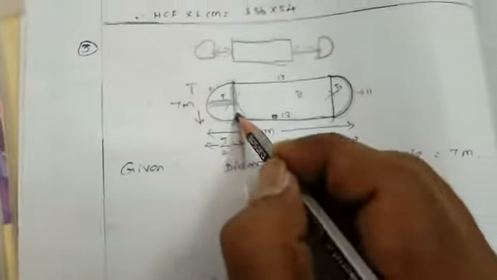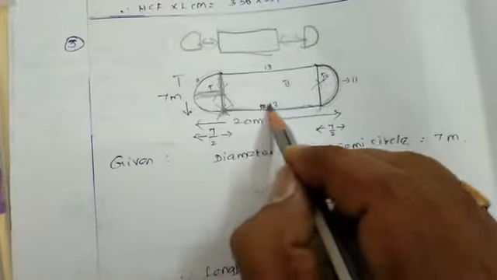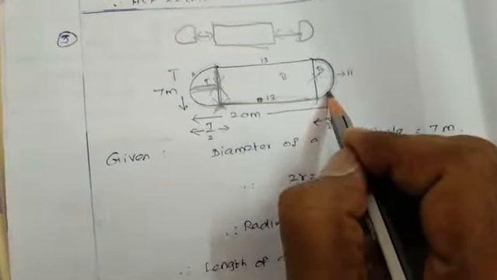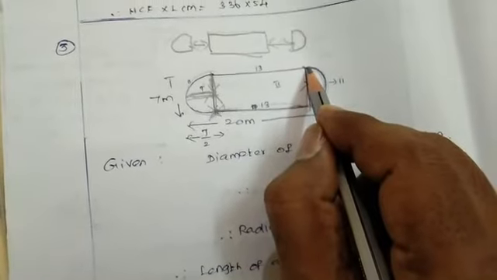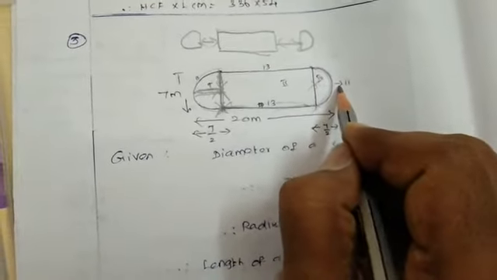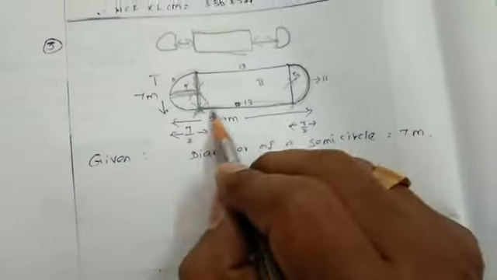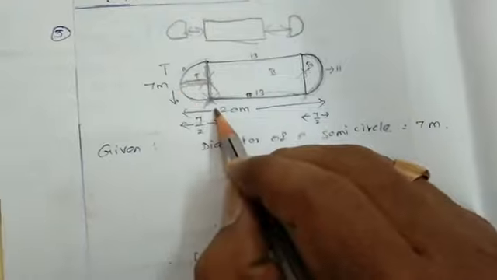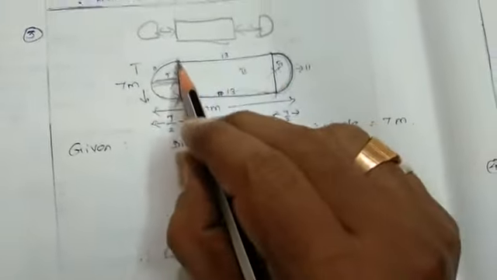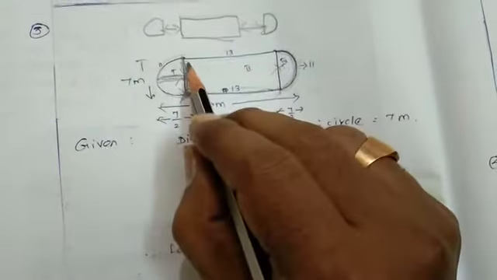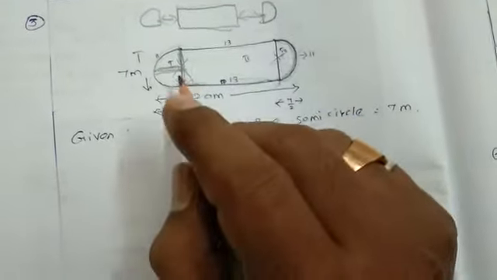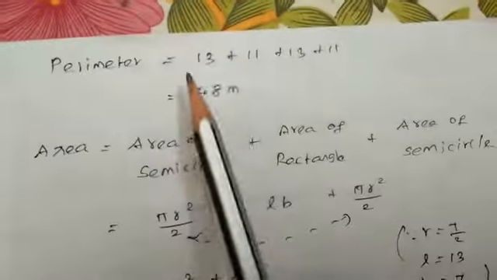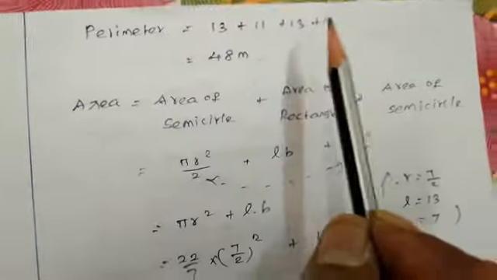So starting at this point, this length is 13. We move along this line only, and this length is 11. Now we find the perimeter: 13 plus 11 plus 13 plus 11. Both semicircles are equal, and in a rectangle both breadths are equal, no? So this is the idea to find the perimeter. Perimeter is 13 plus 11 plus 13 plus 11, that is 48 meter.